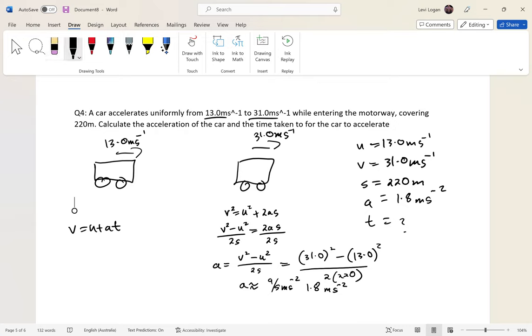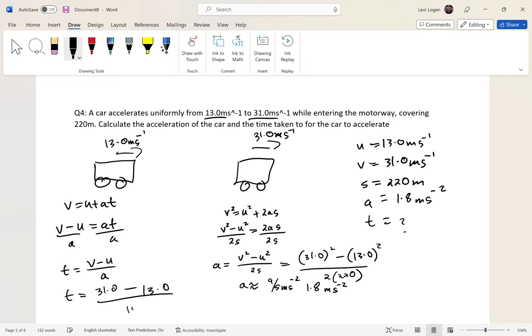Okay. So I'm just going to make t the subject of the formula. So v minus u equals at, divided by a. So therefore t equals v minus u over a. Plugging in our numbers, 31.0 minus 13.0 all over 1.8. Using your calculator, you should get a time of approximately 10 seconds. Okay, we've answered the question, so you get full marks if you did all this. You could have used the other equation, but it would have taken a bit longer, and you probably would have had to use the quadratic formula.